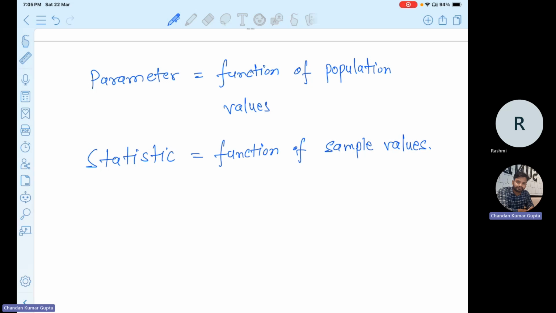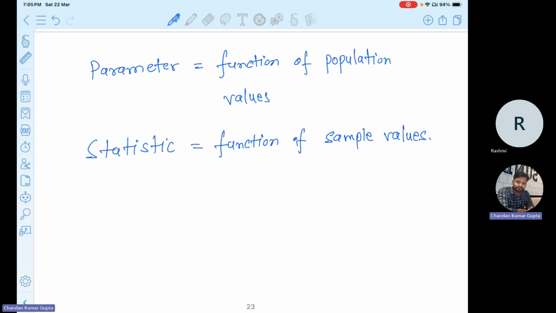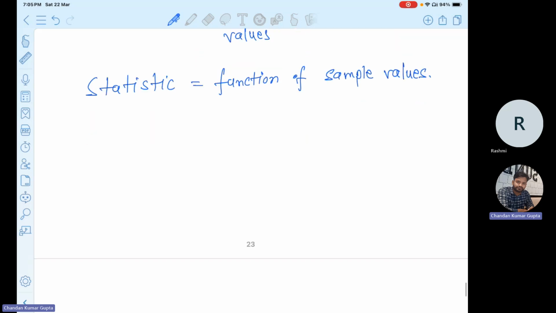So these are basic differences. There are a lot of differences and a lot of things to know about parameter and statistic, but in layman's language, what is the difference between parameter and statistic? The first one is a function of population values, and the second one is a function of sample values.